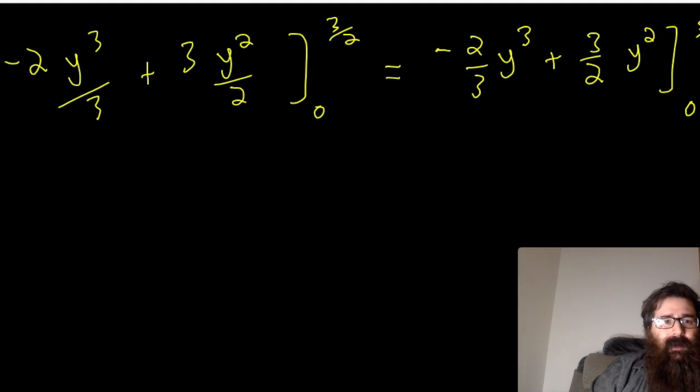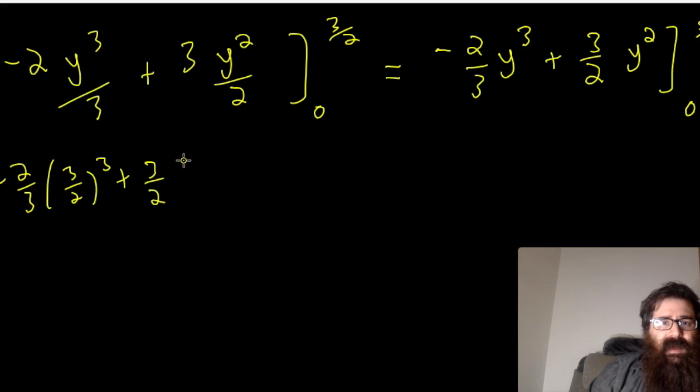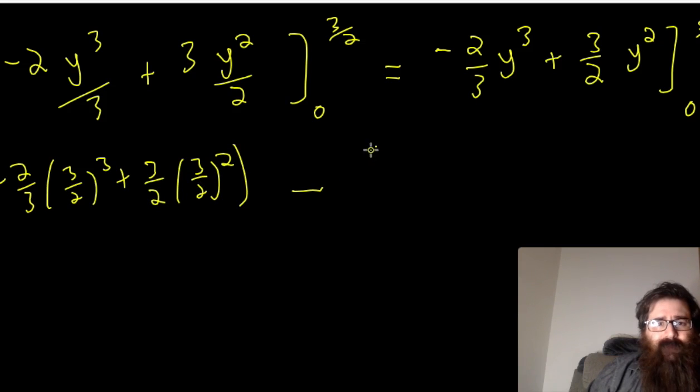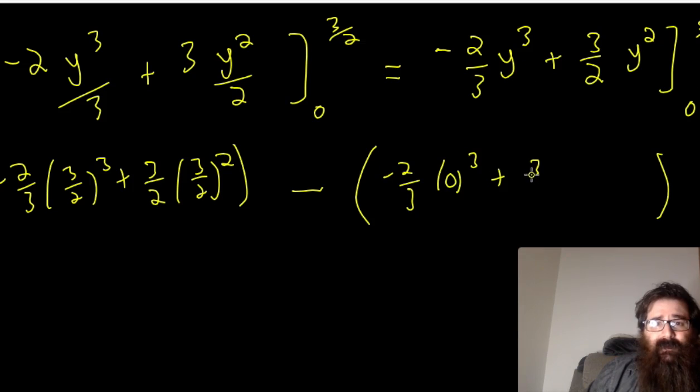Plug in the upper bound first. So that's -2/3. And then we're going to have 3/2 cubed plus 3/2 times 3/2 squared. Then I'm going to subtract away from this what I get when I plug in the lower bound for y. And that's -2/3 times 0 cubed plus 3/2 times 0 squared.